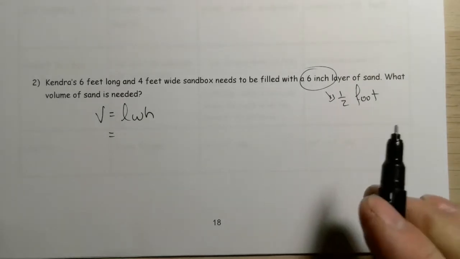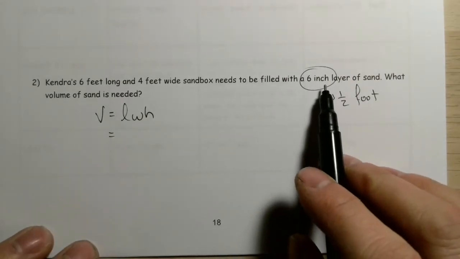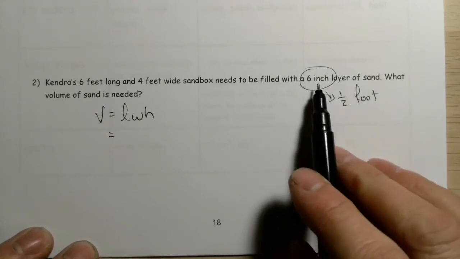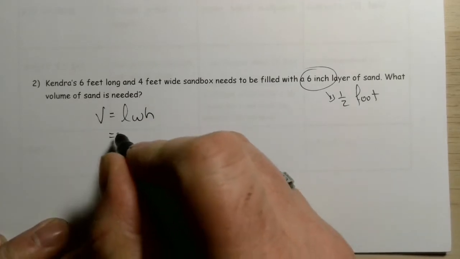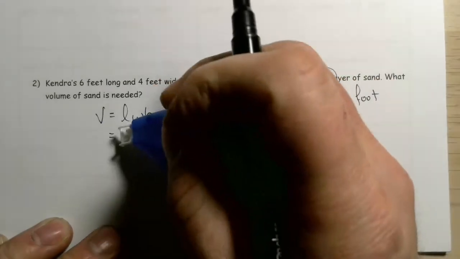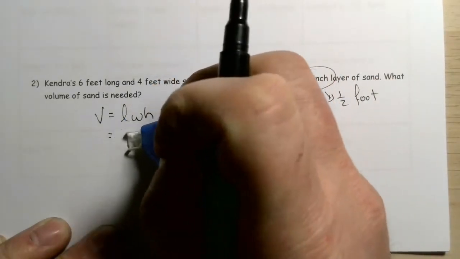Okay? Now I can do the conversion here, but if you're comfortable with the fact that there are 12 inches in a foot, then 6 inches would be half of a foot. So here we would make this 4 feet wide. Actually, I don't know why I'm doing it like that. I'm looking right at the number 6 here. Let's just do that again.